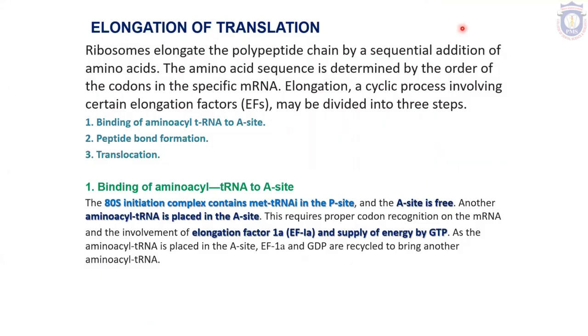First, binding of aminoacyl-tRNA to the A site. The 80S initiation complex contains Met-tRNA initiator in the P site, and the A site is free. Another aminoacyl-tRNA is placed in the A site. This requires proper codon recognition on the mRNA and involvement of elongation factor 1A and supply of energy by GTP. As the aminoacyl-tRNA is placed in the A site, elongation factor 1A and GTP are recycled to bring another aminoacyl-tRNA.